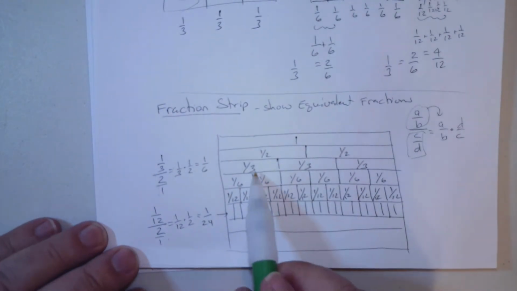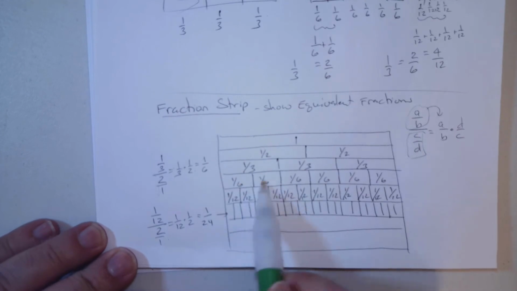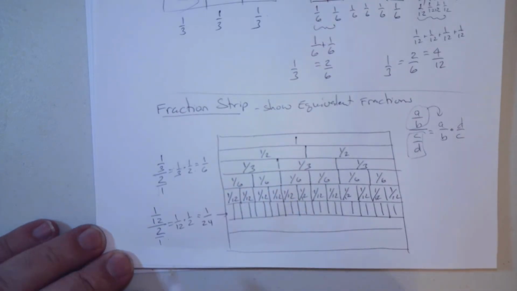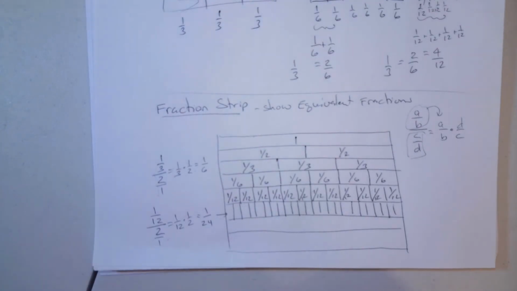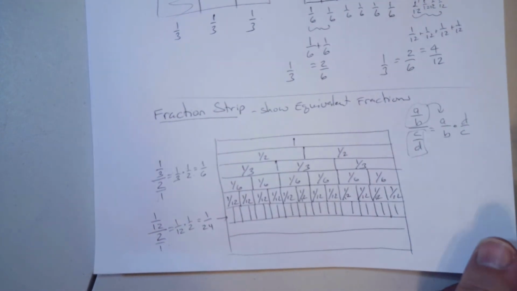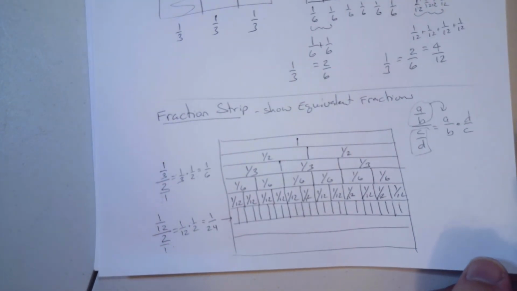So we can look at this, that 1 over 3 is the same thing as 2 over 6, or 4 over 12, or 8 over 24. So that's a number strip, or a fraction strip, I mean. So that's another way you can show the kids these rules.